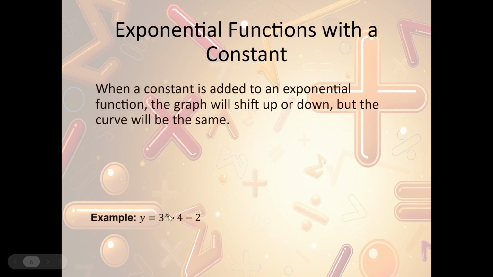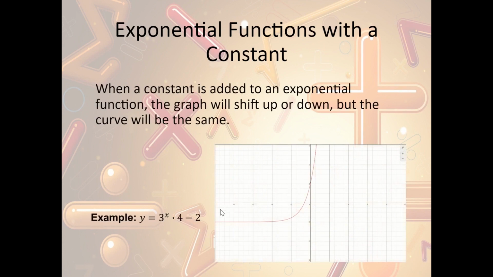Now, what if it was 3 to the x times 4 minus 2? Same thing, except now it's going to shift down and go this direction. So it's the same as 3 to the x times 4, except we slide it down, and now the line it won't cross is y equals negative 2.